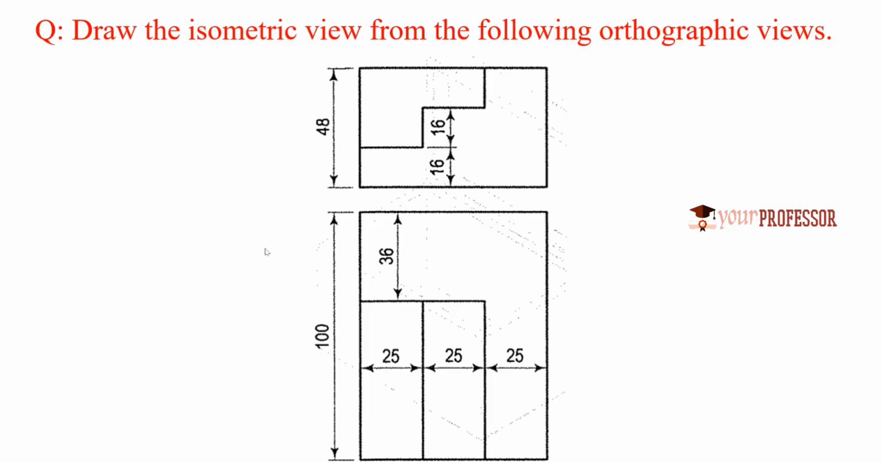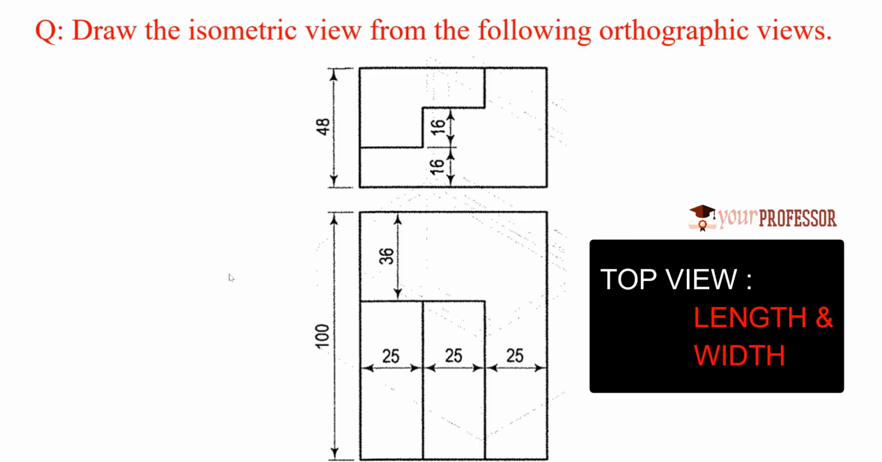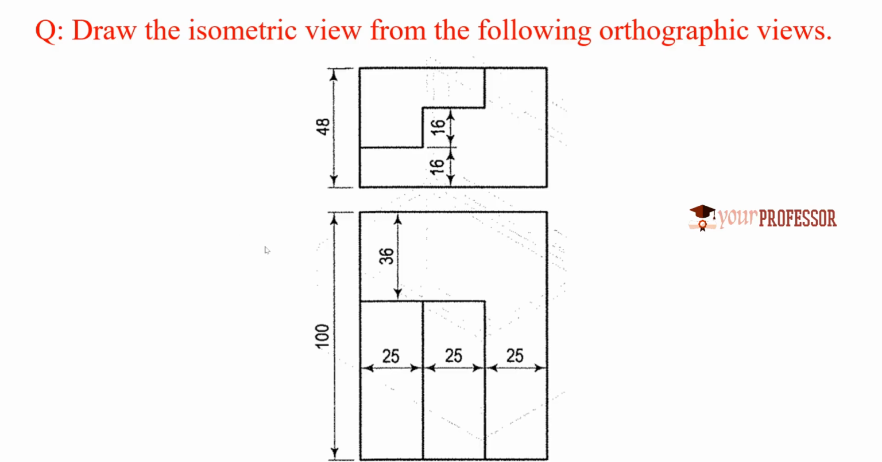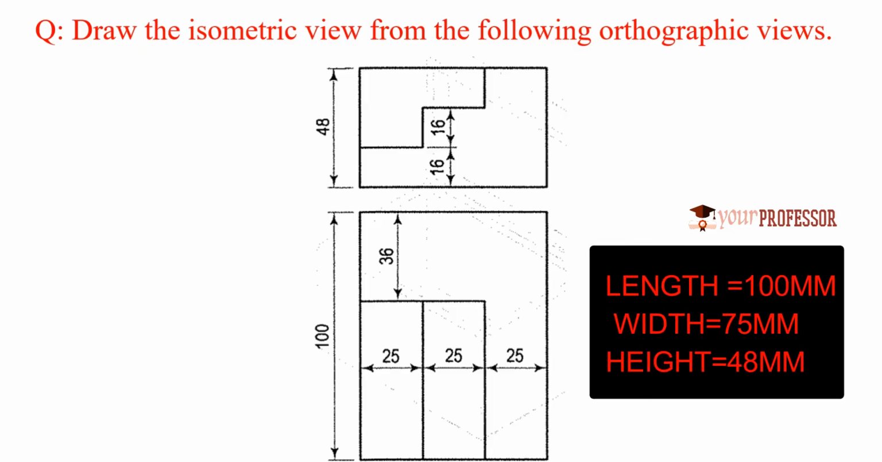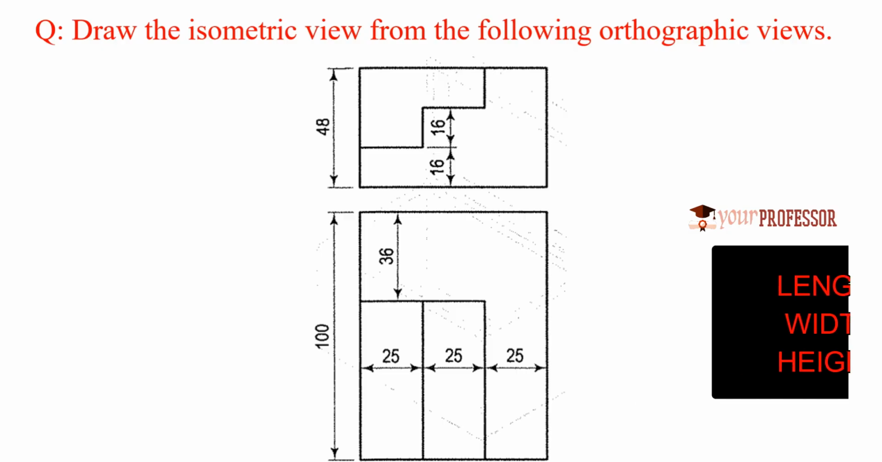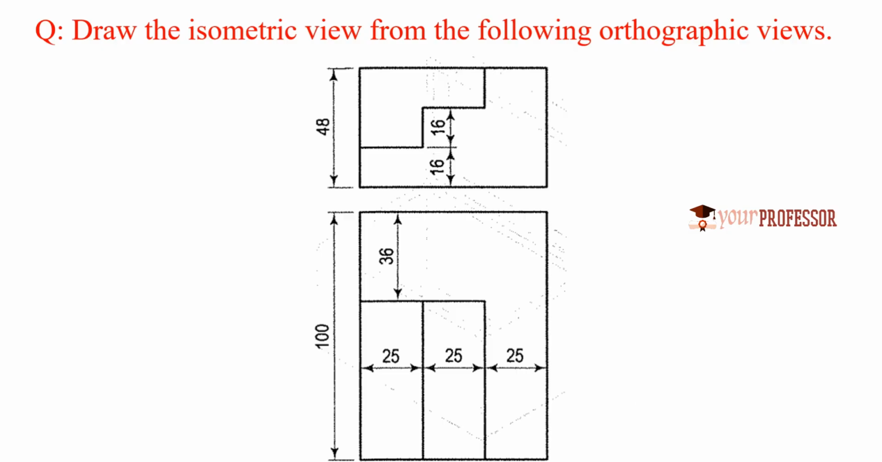What are you able to see in the top view? You are able to see the length as well as width. So you can see here the length is 100 and the width is 25 plus 25 plus 25, 75. So from these two views, you need to identify three dimensions: length, width and height. I am able to identify the length is 100, width is 75, height is 48. By using these three dimensions, I need to draw the isometric view.